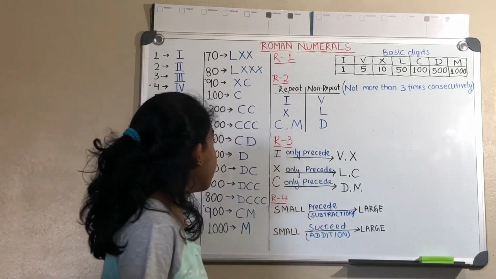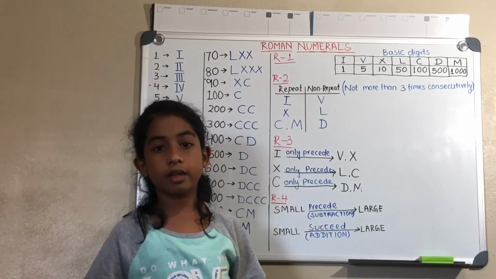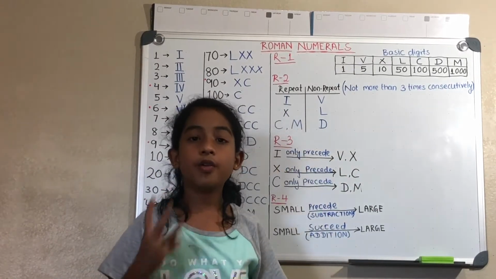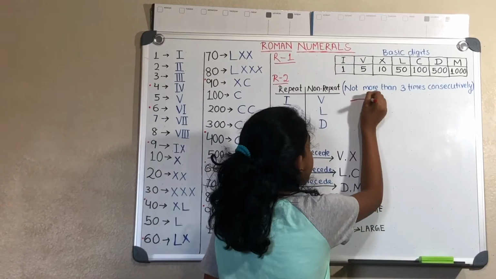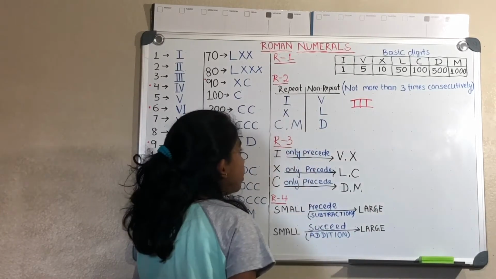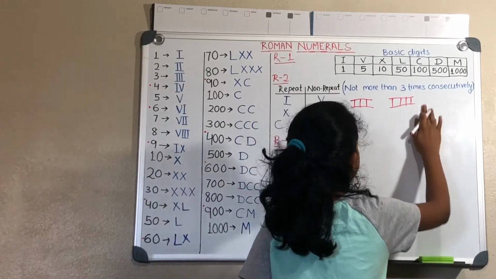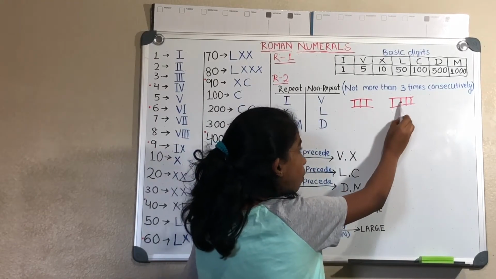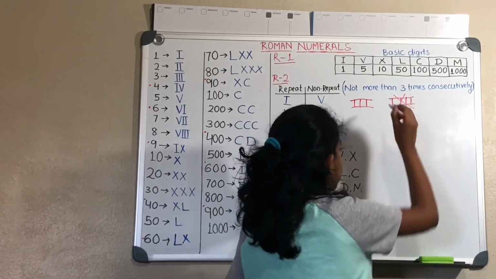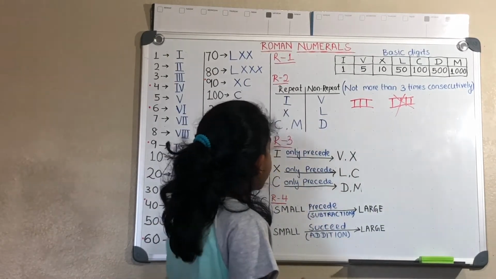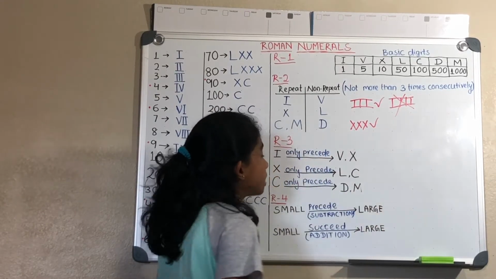So the repeat letters can repeat no more than 3 times consecutively, which means they can be right beside each other 3 times or less, but not more than 3 times. If we take I, for example, somebody could write III, but you cannot write IIII, because that is incorrect. You have 4 I's consecutively, next to each other. But if we take X, you can write XXX. That's correct.